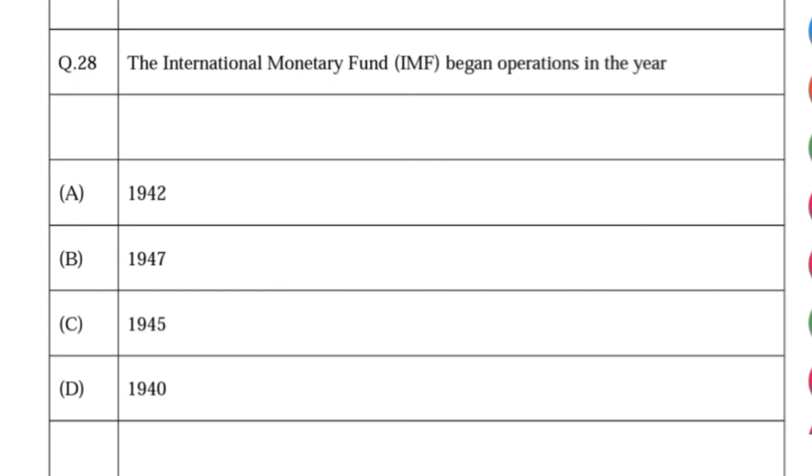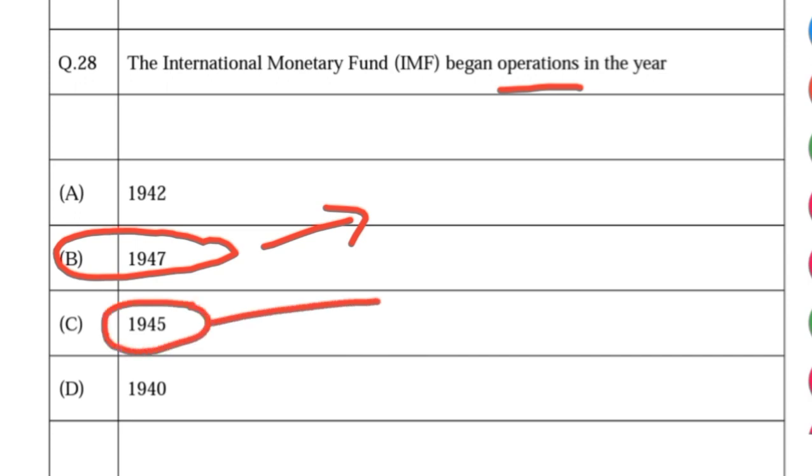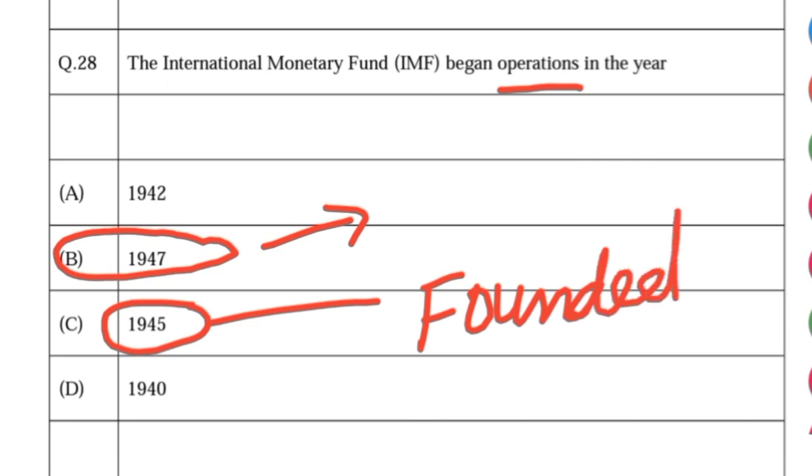The International Monetary Fund, what we call IMF, began operations in the year. The correct option should be 1947. It became operational in 1947 and it was founded in 1945. Okay, founded in 1945 and started working or became operational in 1947.